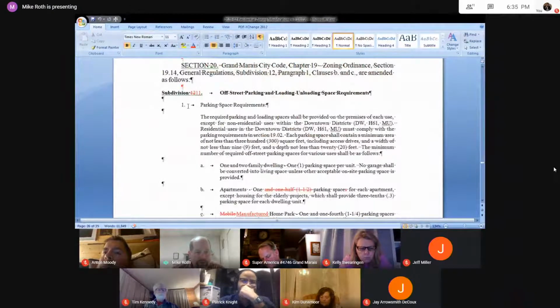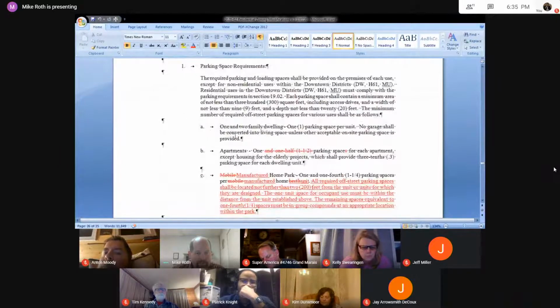Off-street parking and loading, we've renumbered it. And we've changed apartments now from 1.5 spaces to just 1 for each apartment, except housing for the elderly, which is actually just 3/10 for each dwelling unit.